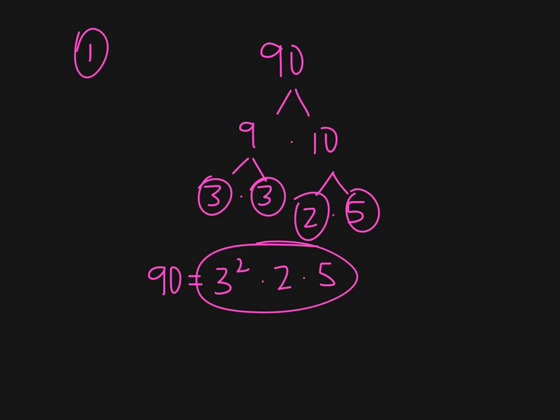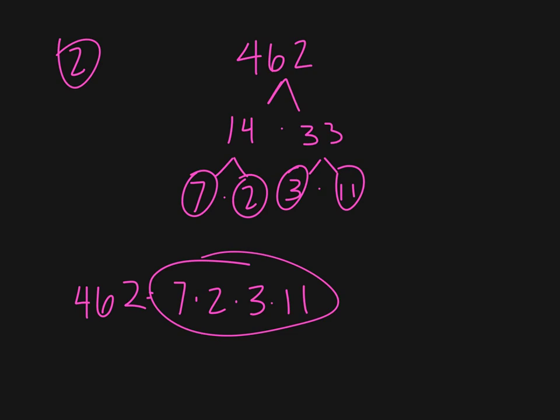Here's the answer for number 1. Should have 3 squared times 2 times 5. And the answer for number 2, prime factorization of 462 equals 7 times 2 times 3 times 11. Remember, you're multiplying, so these can be in any order. I do prefer that you do it in order of the numbers of how they range, so just a heads up. All right, this concludes the video.